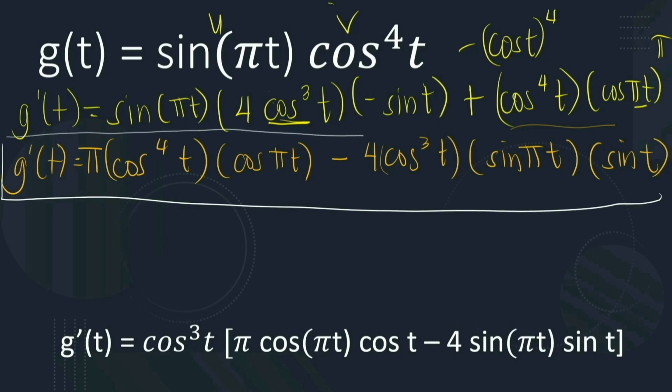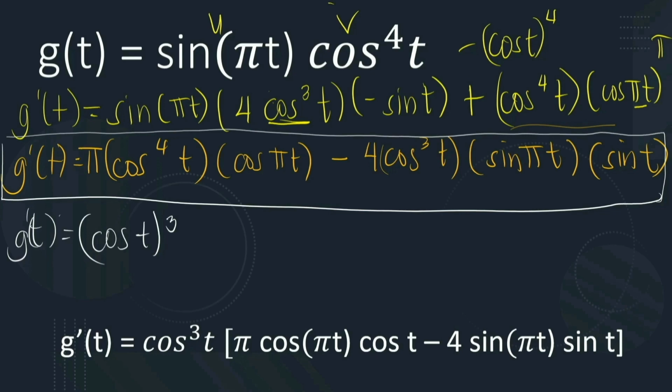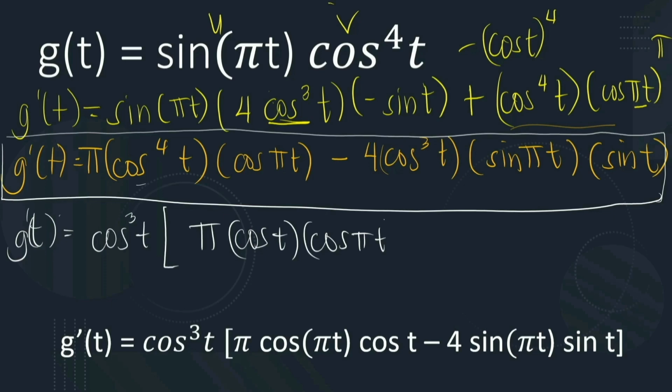Pero kung gusto nyo i-factor out si cosine cubed, so g prime of t is equal to, ilalabas lang natin si cosine t raised to 3. Or, sige, ito na nga lang sa loob. So, pi cosine t raised to 4 divided by cosine t raised to 3 is, matitira is cosine t. Then, cosine pi t. And then, cosine t raised to 3 divided by cosine t raised to 3 is 1. So, ang matitira is sine pi t times sine t. Okay, so this is our final answer.